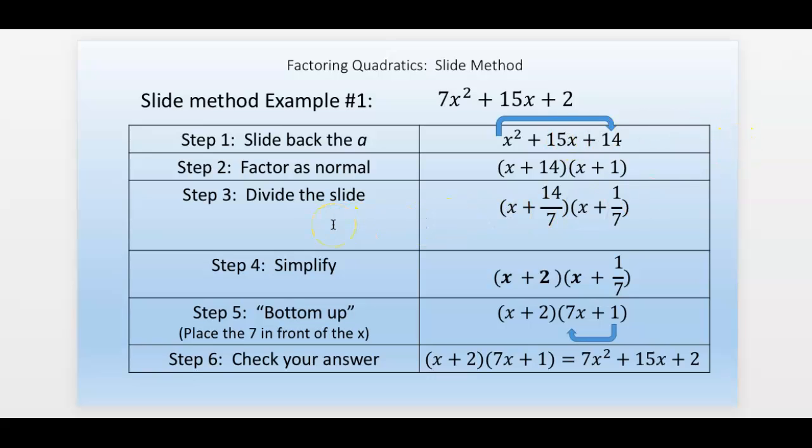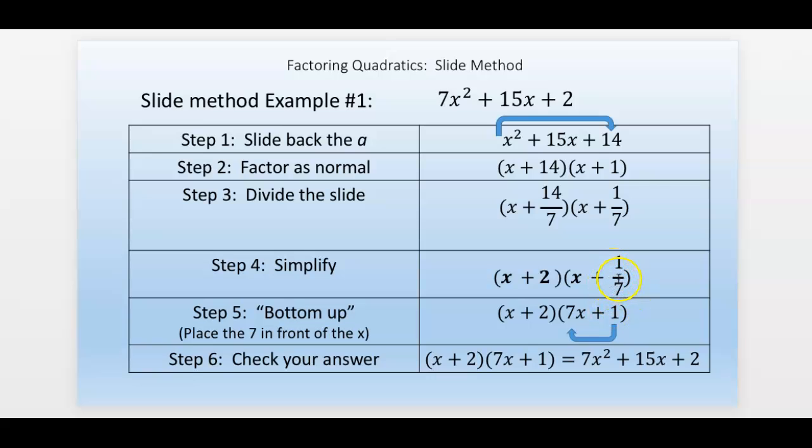The next step is called divide the slide. Remember, we slid back a 7. So once you factor it, divide both of those numbers by 7. Then simplify that. 14 divided by 7 is 2. And then 1 over 7 is already simplified.